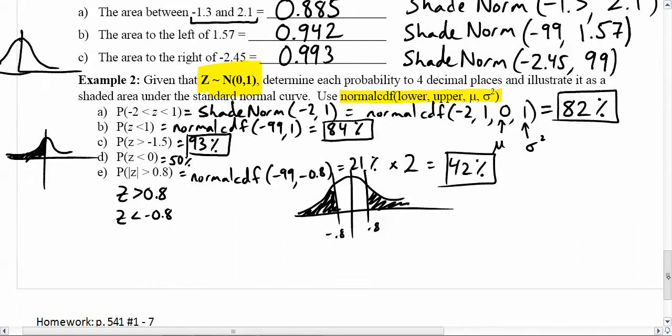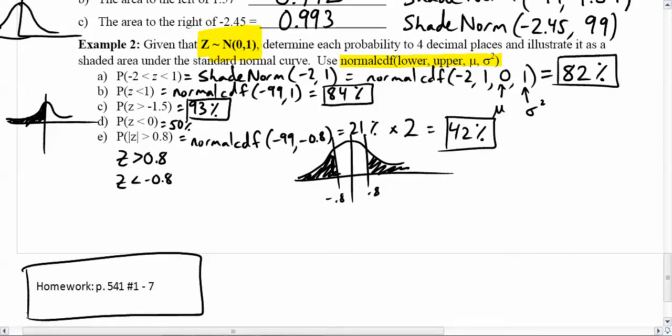So your practice for today comes from page 451, numbers 1 to 7.